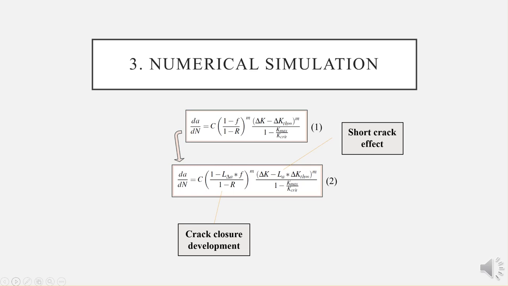Initially, we tried to use a crack growth law like the one shown in equation 1. This crack growth law is of particular interest because it takes crack closure effects into consideration by using Newman's F parameter. However, this crack growth law failed to provide successful simulations in the first place, since many runouts were predicted, which did not match the experimental results.